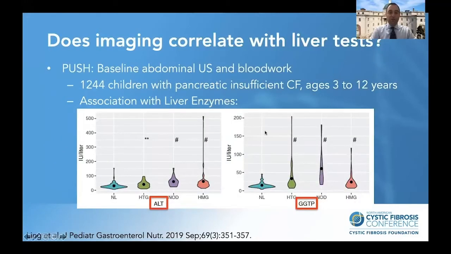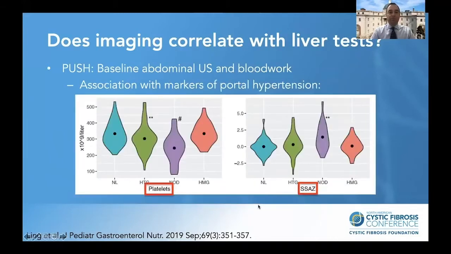More recent studies from the PUSH collaborative have looked at the impact of the baseline ultrasound and also on blood work. In this study, there was an association between the degree of liver abnormalities on ultrasound and elevations of serum ALT found in heterogeneous, nodular, and homogeneous echogenic livers compared to normals, as well as the GGT level, which was increased in these 3 groups with abnormalities compared to those with normal ultrasound findings.